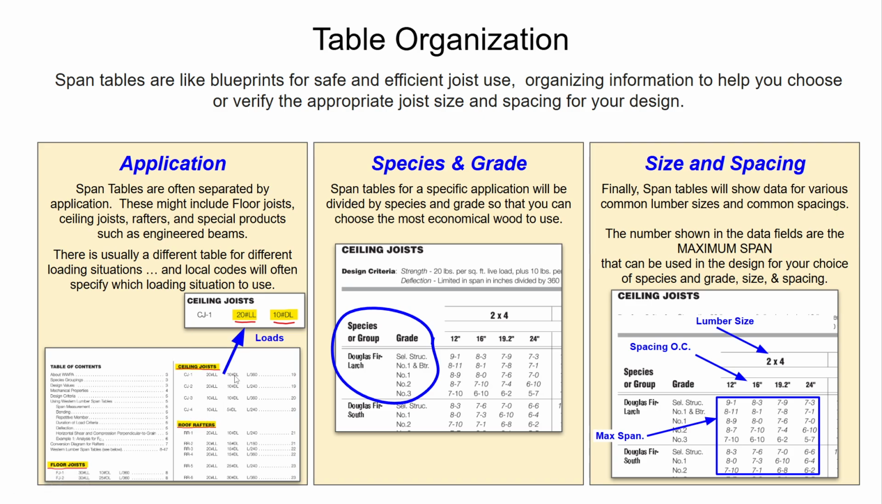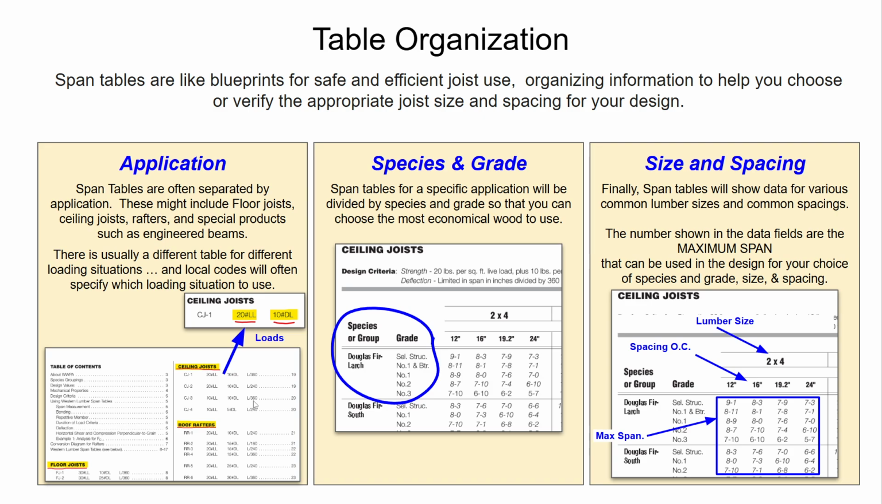Live load, dead load, and an L360 or L240. And remember, that's how much sag you're going to allow. Okay, and so you sort of have to know for your design what applies. What is your application? What are you using it for? And sort of what load situation are you going to fall under?